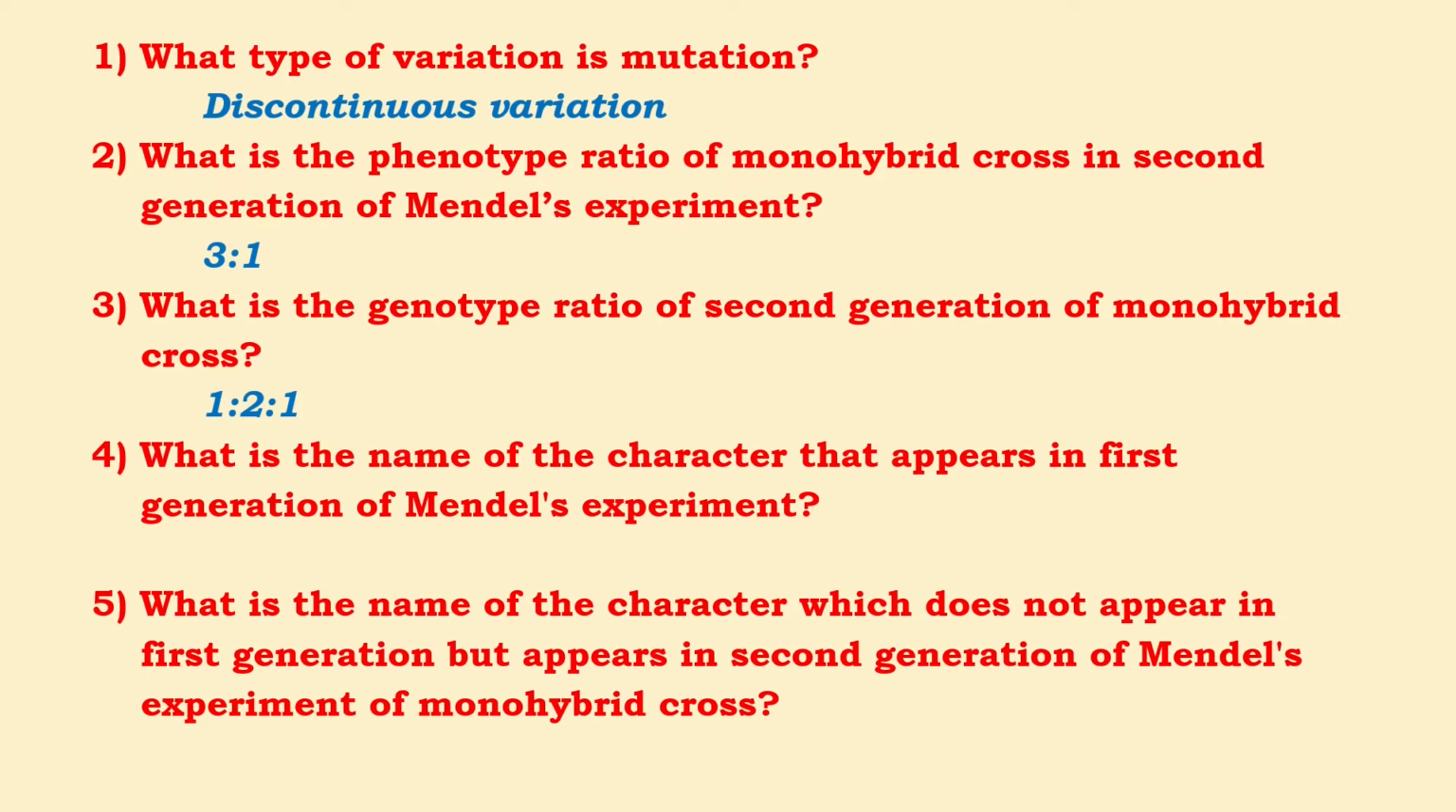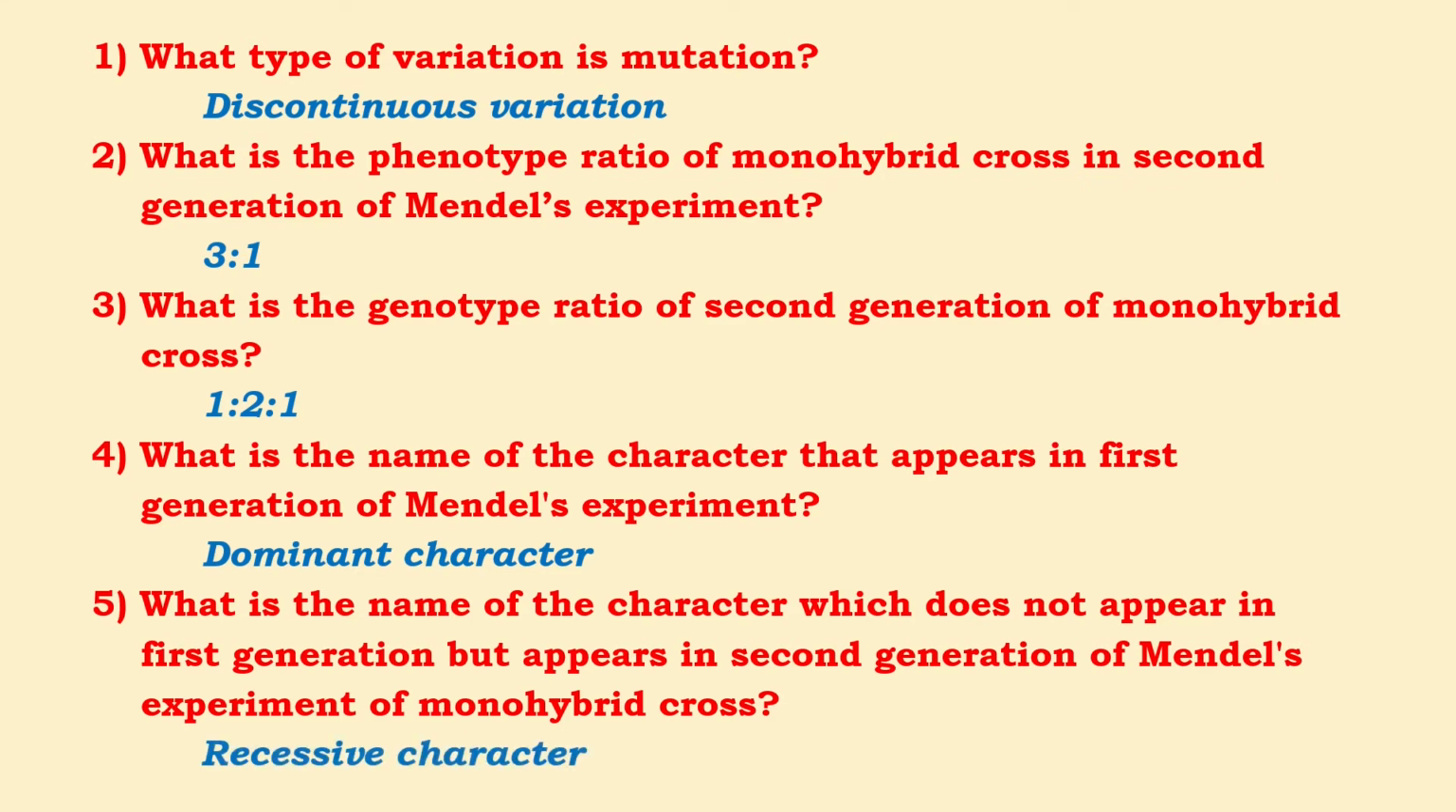What is the name of the character that appears in the first generation of Mendel's experiment? This character is called the dominant character. In the first generation, only one character appears, which is named the dominant character. What is the name of the character which does not appear in the first generation but appears in the second generation of Mendel's experiment of monohybrid cross? The character which doesn't appear in the first generation but appears in the second generation is the recessive character.